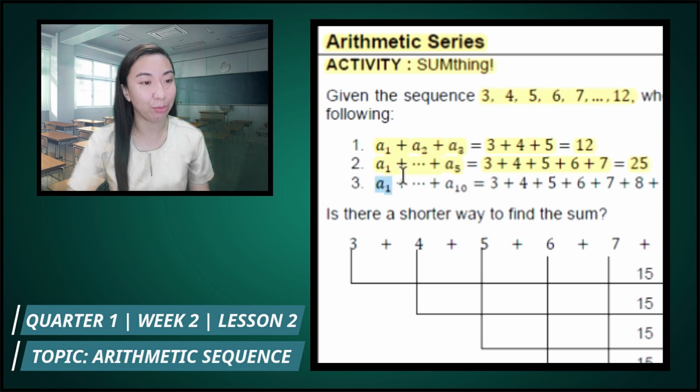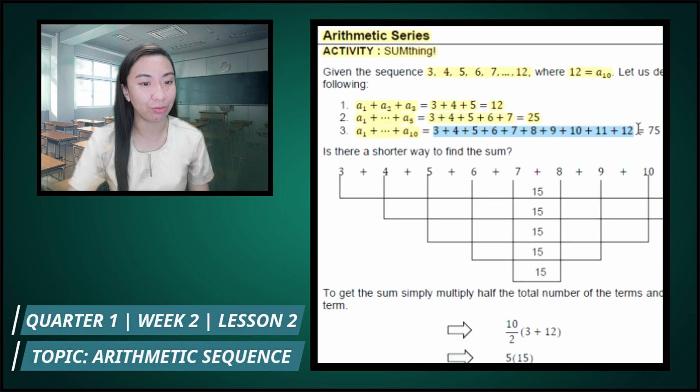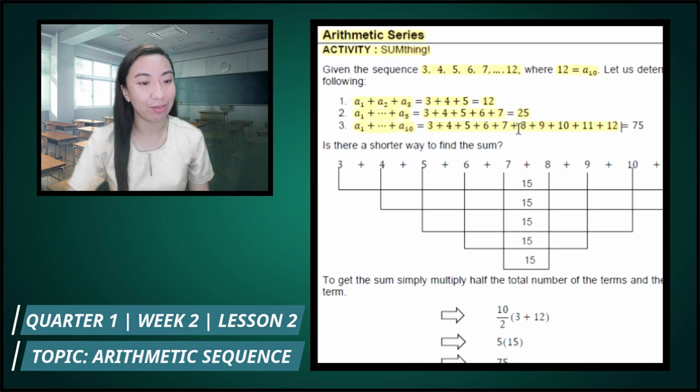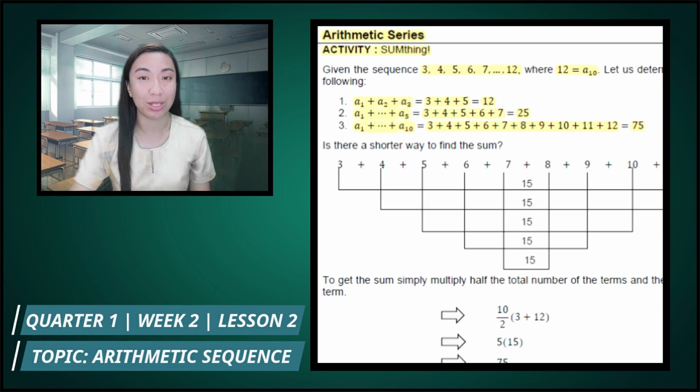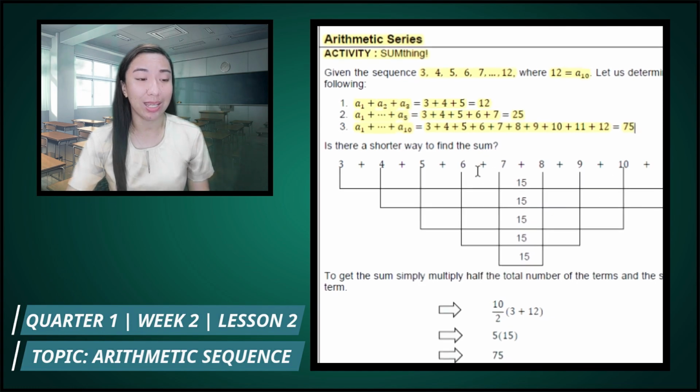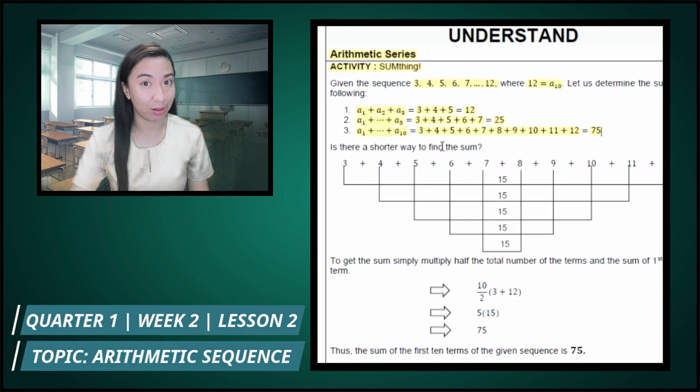Next, for number 3, we get the sum of the first 10 terms of the given sequence. By substitution, we get 3 plus 4 plus 5 plus 6 plus 7 plus 8 plus 9 plus 10 plus 11 plus 12, and it is equivalent to 75. Now notice that what we did here is we added the given sequence one by one to get its sum. Now, is there a shorter way to find the sum?